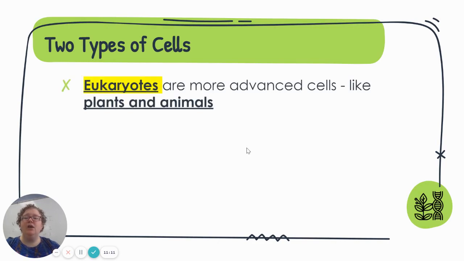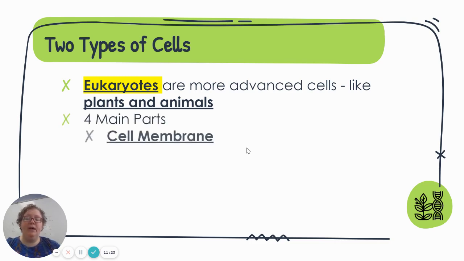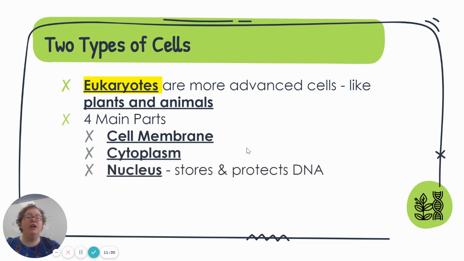The other type of cells are eukaryotes. Eukaryotes are more advanced cells. These are things like plants and animals. They have more parts to them. So plants and animals are both examples of eukaryotes. All eukaryotic cells are going to have four main parts. They're all going to have a cell membrane like we talked about. They're all going to have cytoplasm like we talked about. They're all going to have a nucleus.